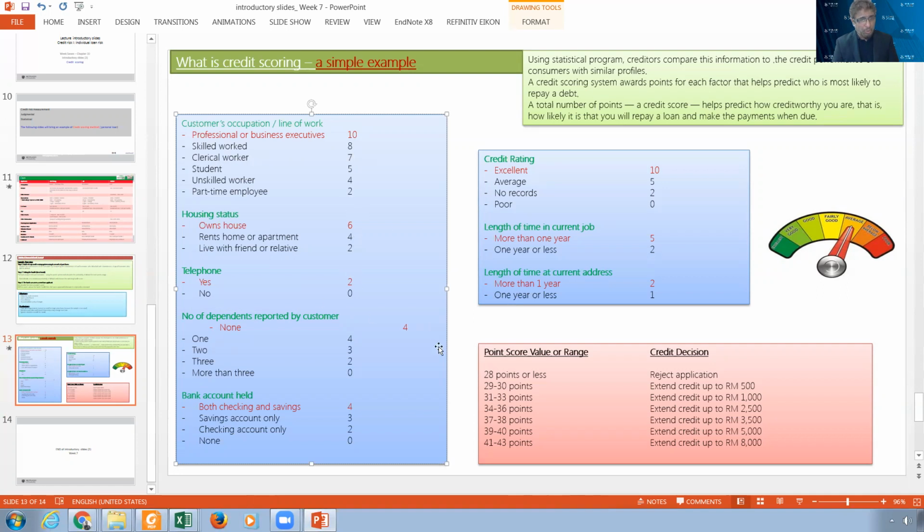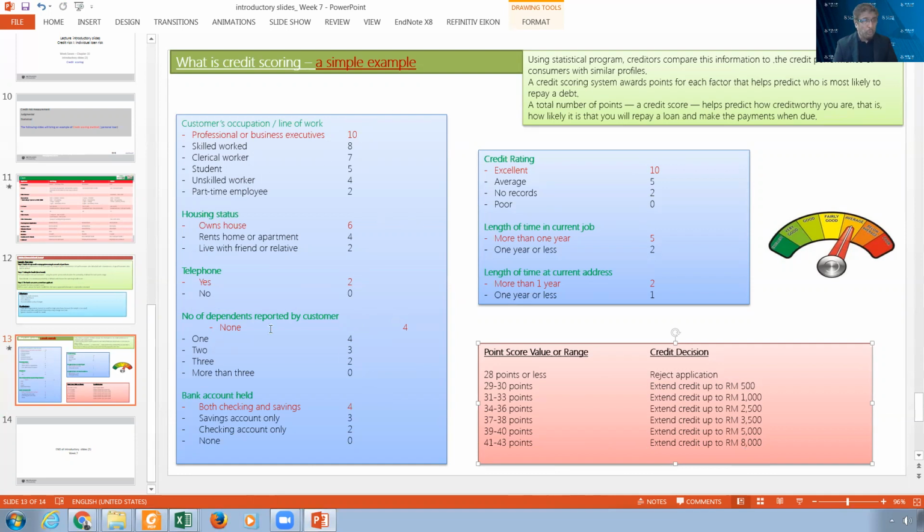You add those scores. If it is 28 or less, you reject the application. If it is 29 or 30, you can maybe extend 500 ringgits or whatever. We take care of 500 ringgits, and then you continue like this. If somebody is the best, scoring the best here, then in this case you can extend 8,000. Now they are giving 16,000 and 21,000. This is the credit scoring issue.